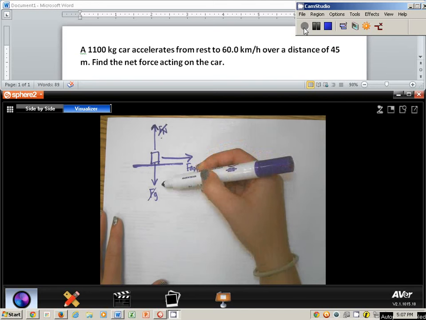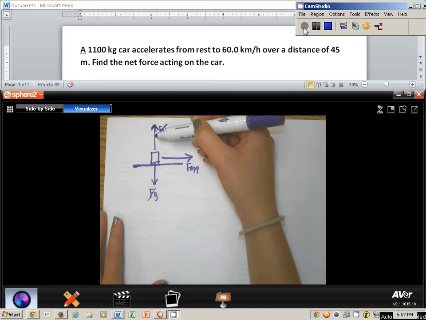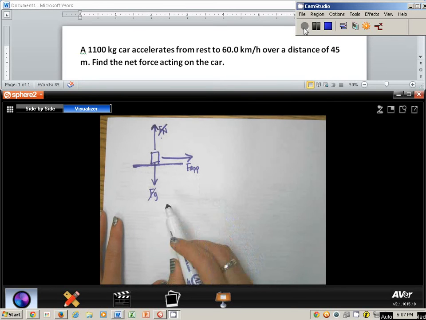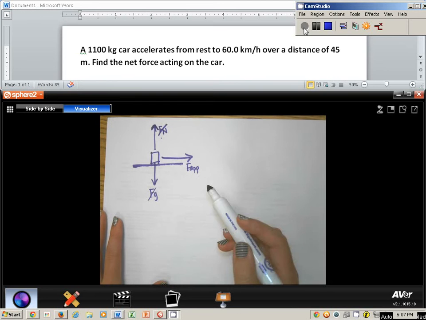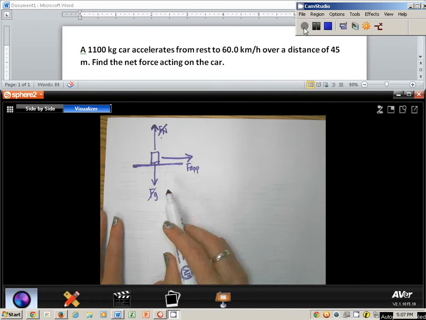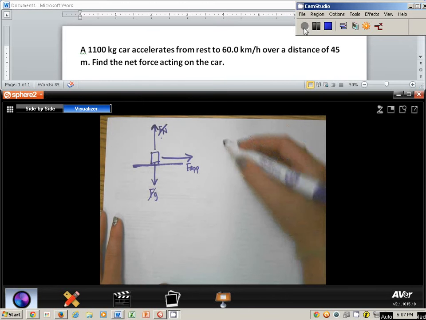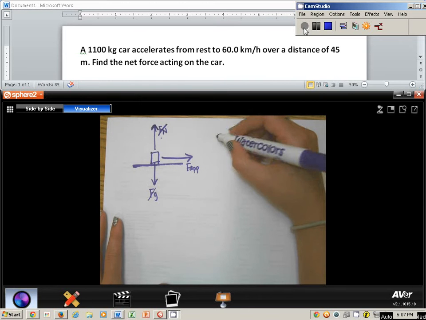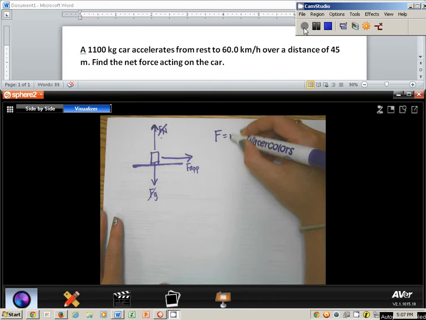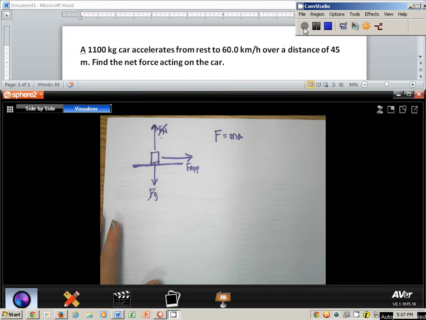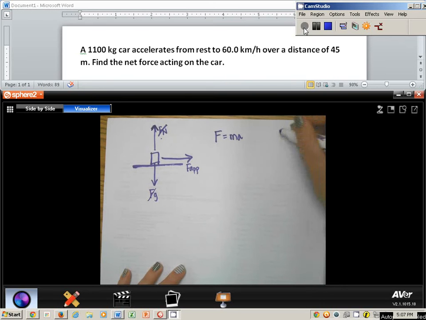My car is moving in some direction. The problem doesn't specify it, so I'm just going to draw my applied force to the right. If it's asking me to find the net force acting on the car, that means I have to work an F is equal to ma problem. If it's asking me to find the force, that means I need F. I don't know it. Now, I do know the car's mass. It tells me in the problem that the car has a mass of 1,100 kilograms.